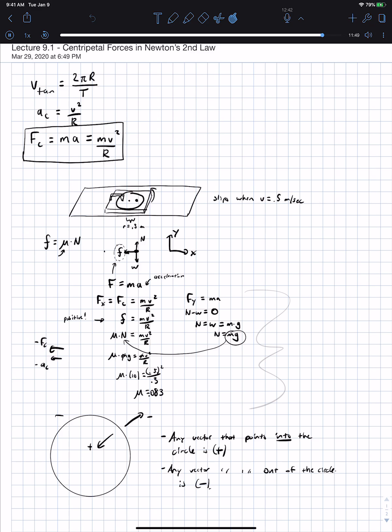Okay, so this combined with our problem-solving steps from the forces unit is how we're going to solve any question that relates to horizontal circles. And horizontal circles are relatively easy because you don't have to worry about the force of gravity. Our next video will be talking about vertical circles, in which you will have to take into account the force of gravity. Okay, so that's one example.